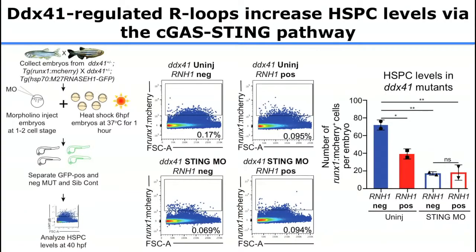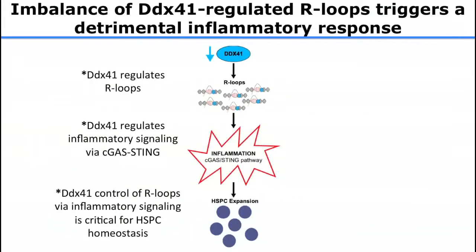So what we saw, the graph's probably the easiest thing to follow. These are just looking at DDX41 mutants. If you look at the HSC levels in the mutants, we see some diminution in the R-loop overexpression system alone. But when we have STING morpholino, whether they have R-loop depletion or not, it's the same level of knockdown. So we're definitely seeing that STING is epistatic and downstream of R-loops, that's our interpretation, so that they probably are working through the same pathway.